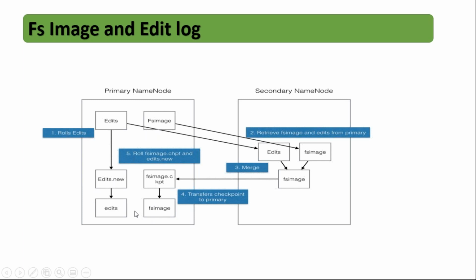Again, these 2 will be copied to the secondary name node and merged to FS image, then copied back. So this will keep happening internally and continuously at the time of running the cluster. At any point of time, the primary name node will contain the latest metadata information. Got it, right?